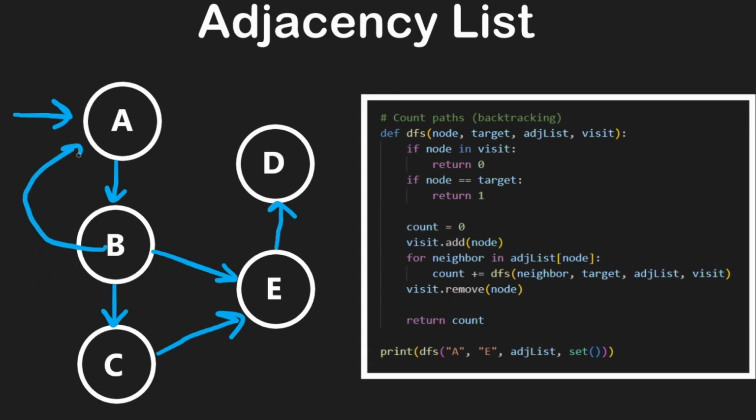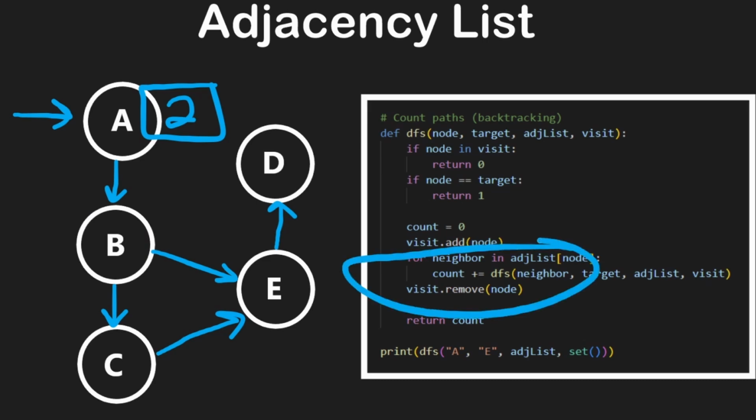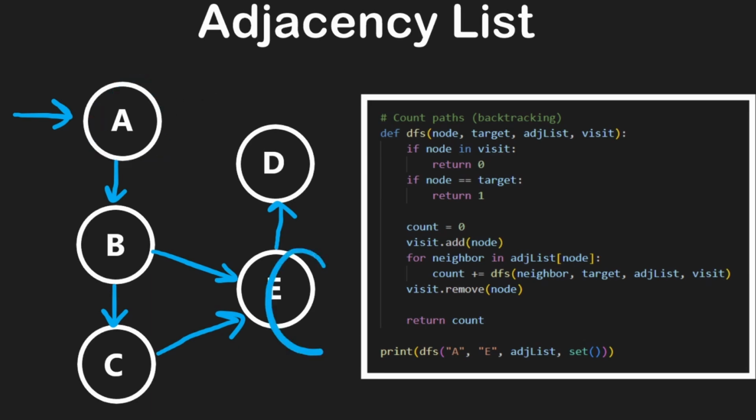And then 2 is going to be returned back up to A. So 2 is over here. And then A only had a single neighbor, so its loop is going to stop and it's going to end up returning 2. So there were 2 paths from A to E. Now we didn't even end up visiting D. That's because we didn't need to. Whenever we get to the target, we're going to immediately stop.